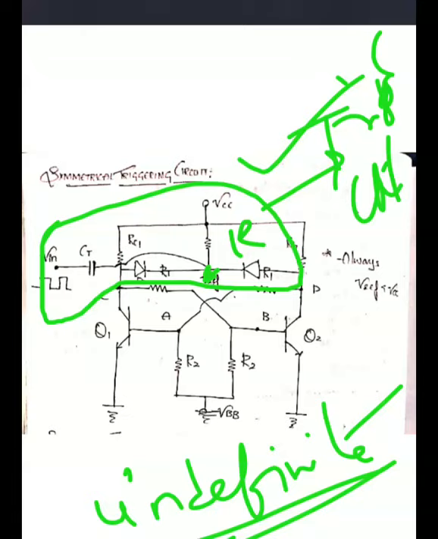Indefinite states, so we are unable to say which is on and which is off. Suppose Q1 is off; initially we are assuming Q1 off and Q2 on. Q1 off means at the collector of Q1 we want to generate negative spikes. Q2 on means the collector of Q2 should be a very small value, that is 0 volts or 0.3 volts. The collector of Q1 is at VCC, so this voltage should be larger. Diode D1 enters forward bias and D2 should be reverse biased.